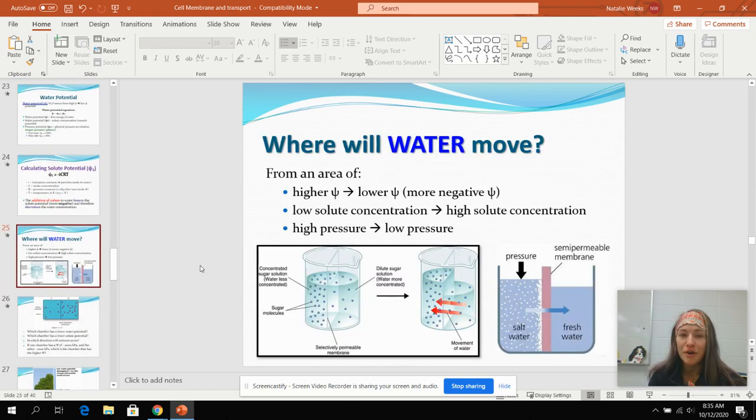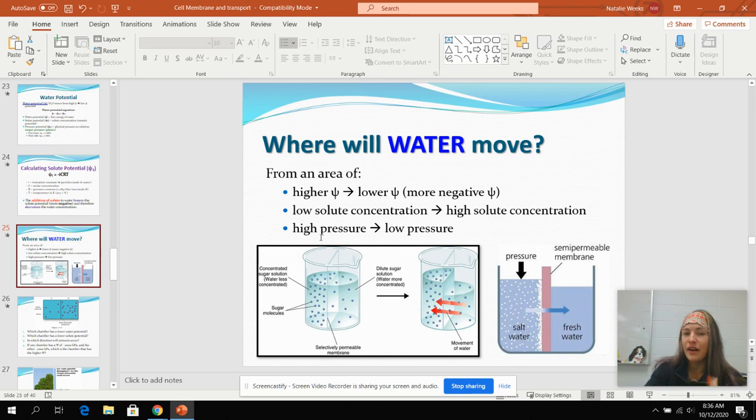So where will water move? It's going to typically move from an area of high concentration to low concentration, or high potential to low potential, low solute to high solute. Okay, low solute to high solute. If we have high solute, that means low water. Low water, high solute. Okay, it's opposite.